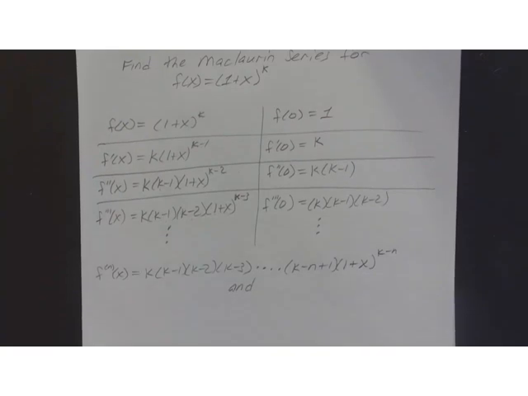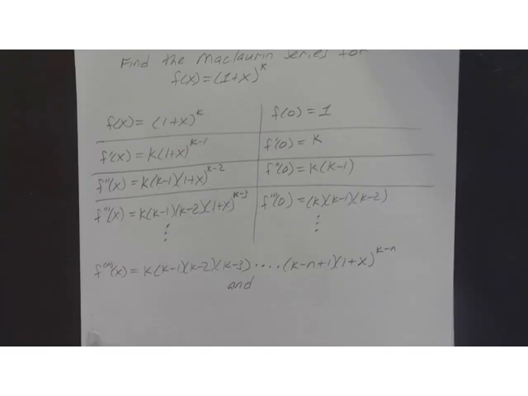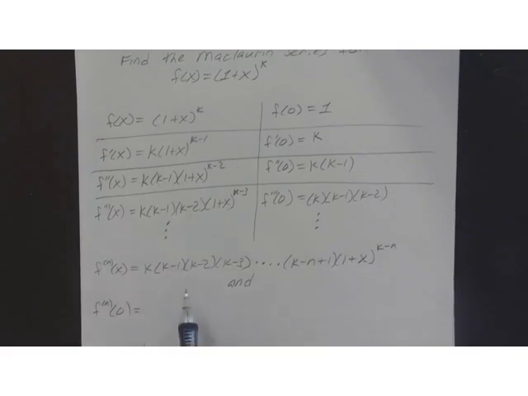And we know that for the Maclaurin series, we're going to need the nth derivative at 0. Well, we know that's just going to equal k times k minus 1 times k minus 2 times k minus 3, all the way until your k minus n plus 1.